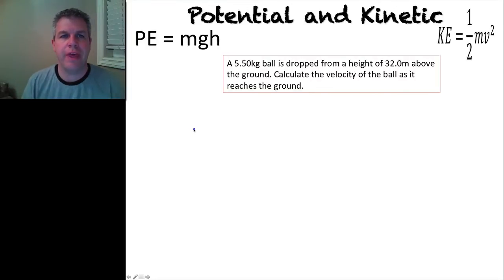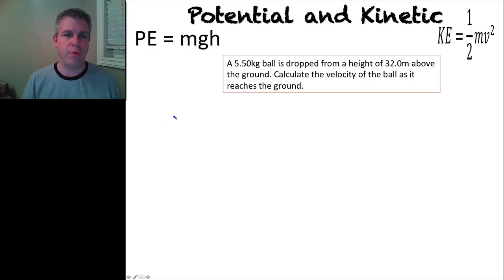It's Mr. Ritzart, and in the last video that I did on potential and kinetic energy, I looked at the relationship between gravitational potential energy and kinetic energy. Now what I'd like to do is solve a problem for you using the information that we covered in the last video. The question is: a 5.5 kilogram ball is dropped from a height of 32 meters above the ground. Calculate the velocity of the ball as it reaches the ground.